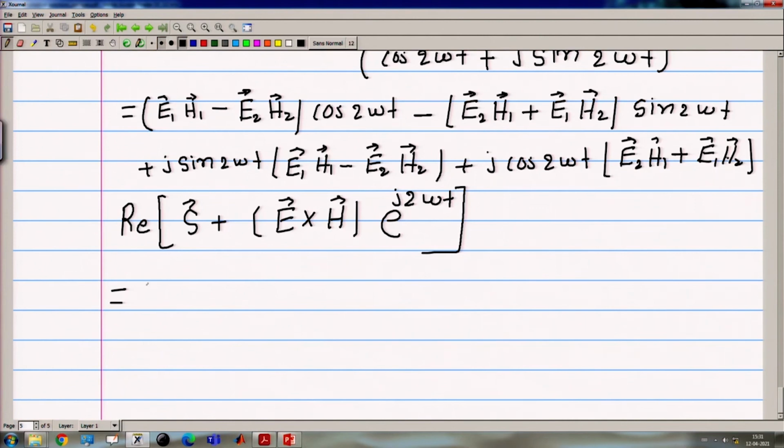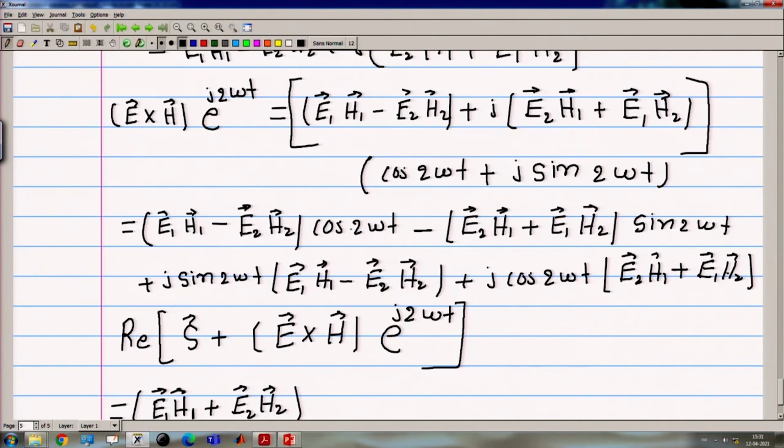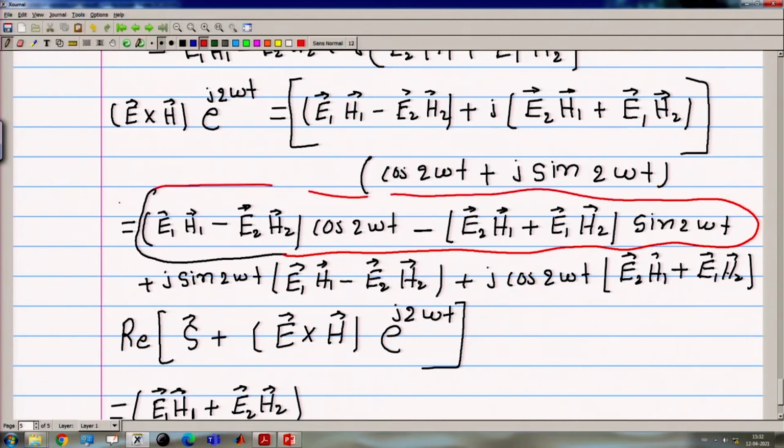So, real part we can write directly E1 H1 plus E2 H2. So, this is the real part for the first part S, and for the second part, E cross H e to the power j 2 omega t, the real part is this term, right. So, this will be the real part for the second part.